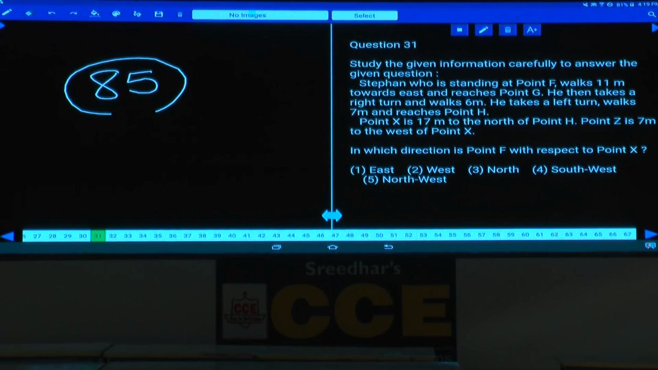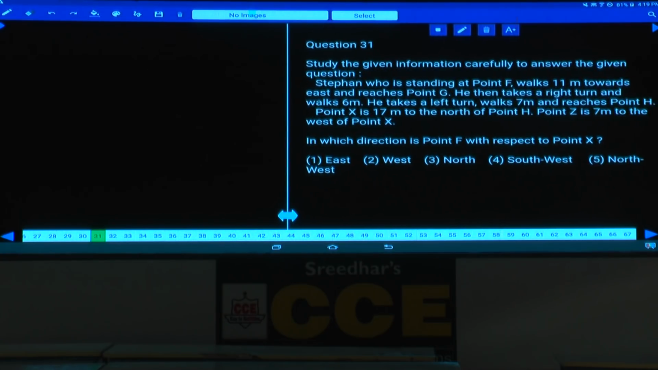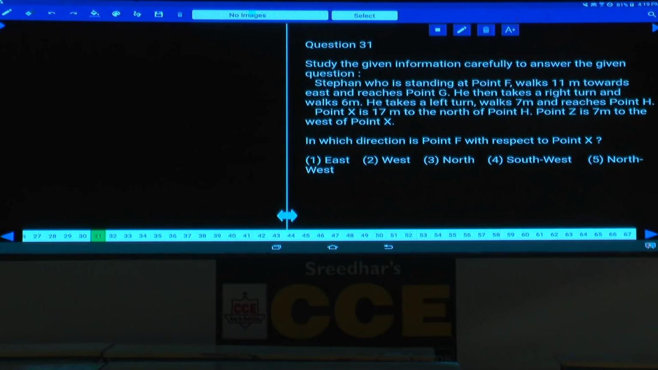Now question numbers 31 to 33, 31 and 32. These two are based on directions. Stephen, who is standing at point F, walks 11 meters towards east and reaches point G. He then takes a right turn and walks 6 meters. From here, he turns towards his right hand side and walks 6 meters. He takes a left turn, walks 7 meters and reaches point H.